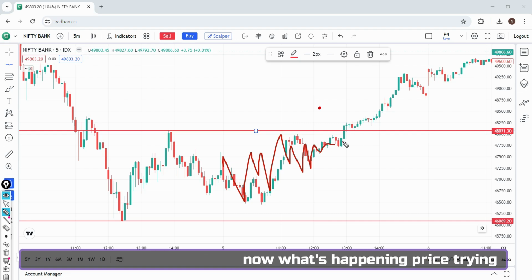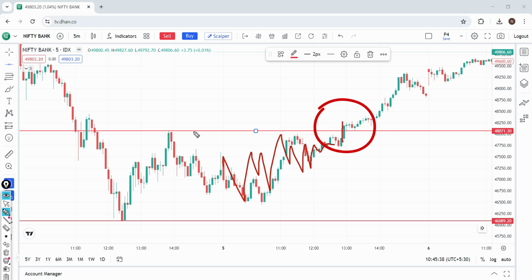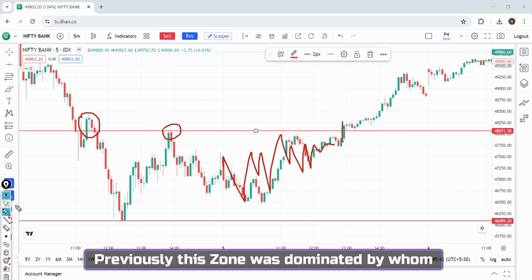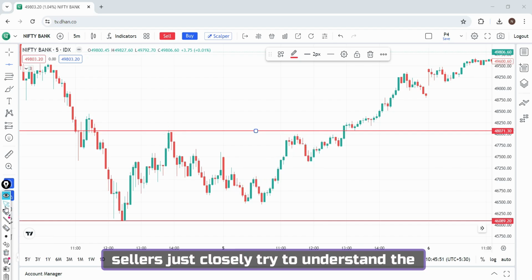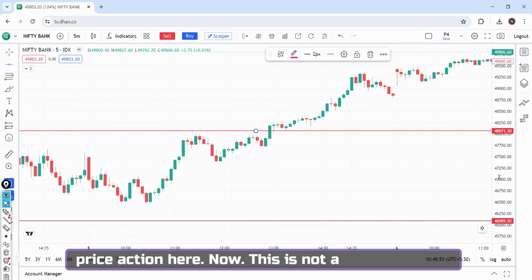Now what's happening? Price is trying to make a breakout. So previously what happened here? Previously, this zone was dominated by whom? It was dominated by the bearish players, or dominated by the sellers. Just closely try to understand the price action here.